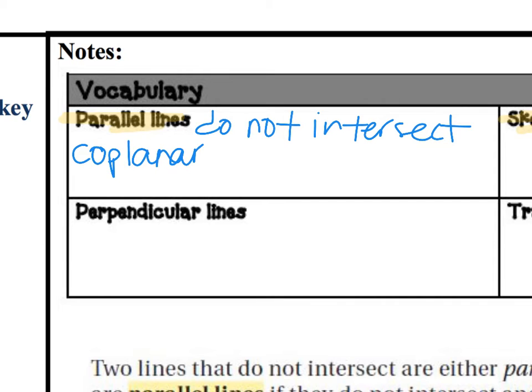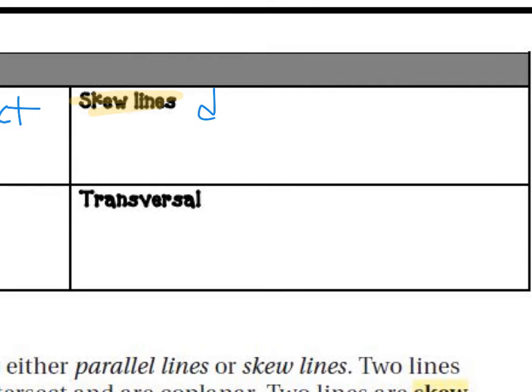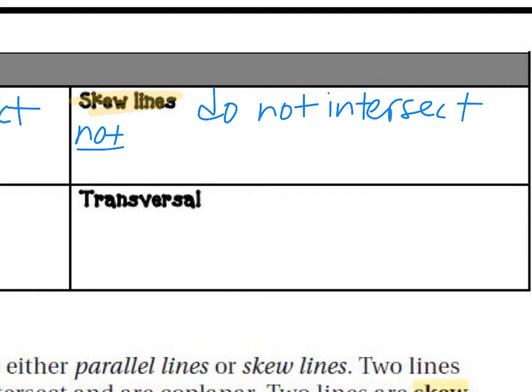So usually when you see parallel lines, they'll look like this, and oftentimes you'll see them marked with those two little arrows to mark them as parallel. And what else? Do not intersect, and are they coplanar? They are not. So they are not coplanar.